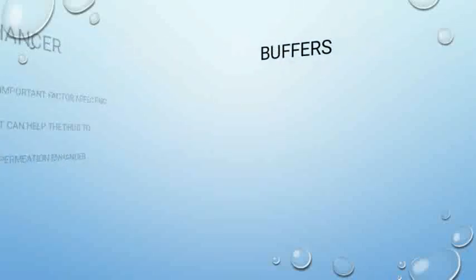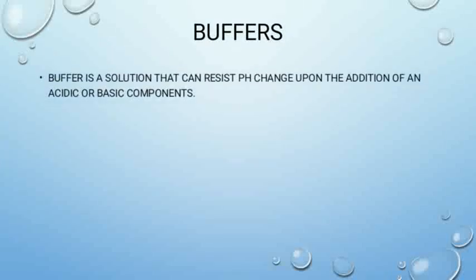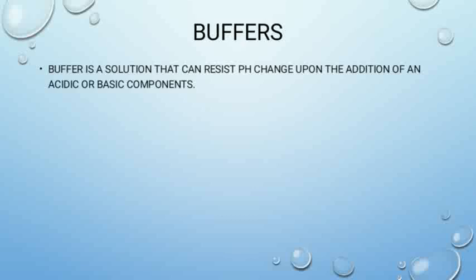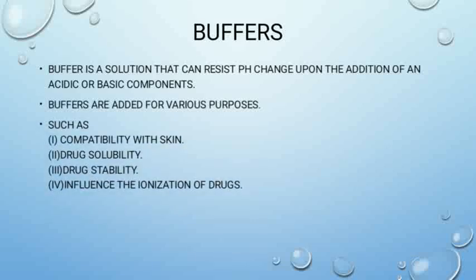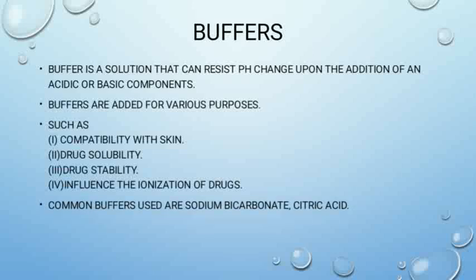Now moving to next agent, that is buffers. So student, as you already know, buffer is a solution that can resist pH change upon the addition of an acidic or basic components, right? Buffers are added for various purposes such as for enhancing compatibility with skin, drug solubility, drug stability, and influence the ionization of drugs. Commonly used buffers are sodium bicarbonate, citric acid, etc.